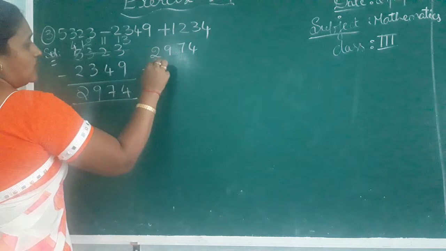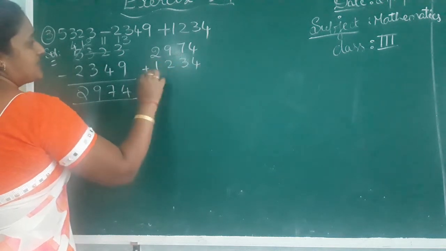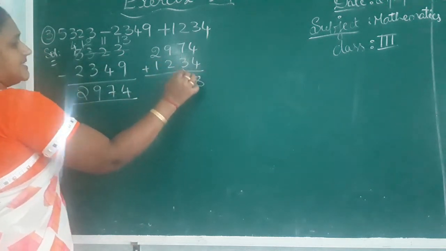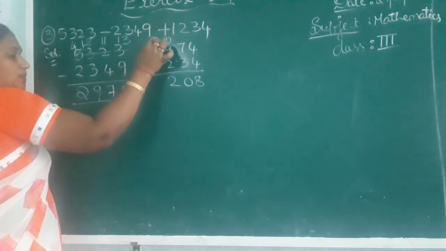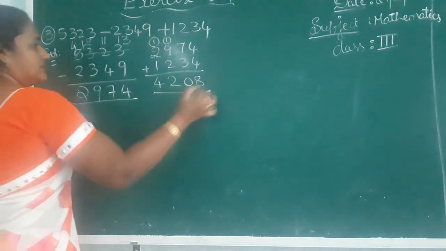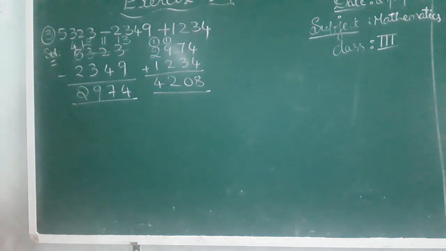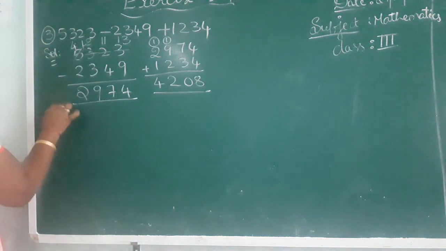2974 plus 1234. 4 plus 4, 8. 7 plus 3, 10; 9 plus 1, 10; 10 plus 2, 12; 2 plus 1, 3; 3 plus 1, 4. 4208. See the fourth one, children.